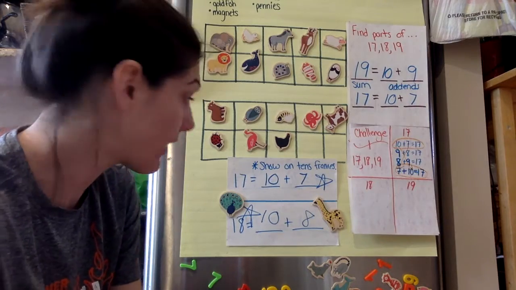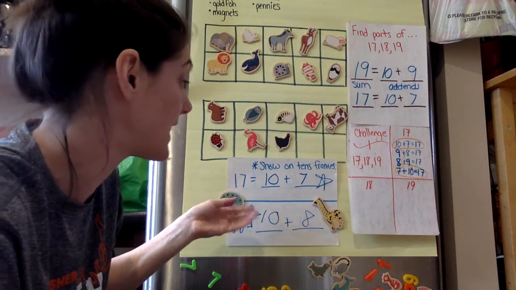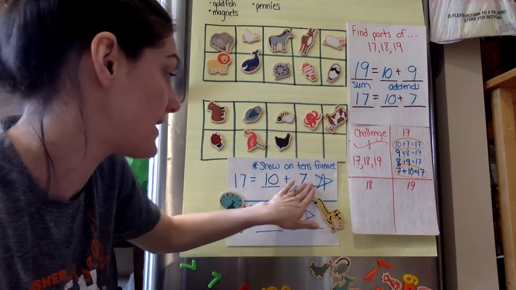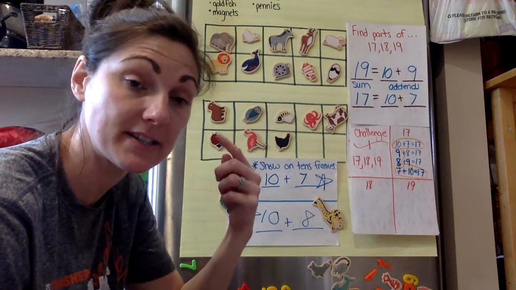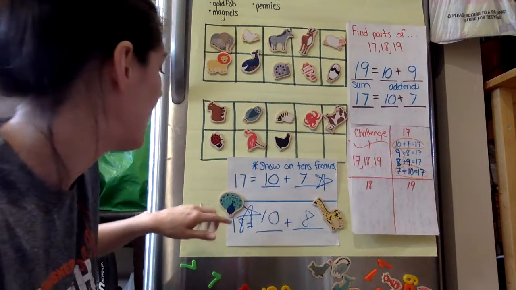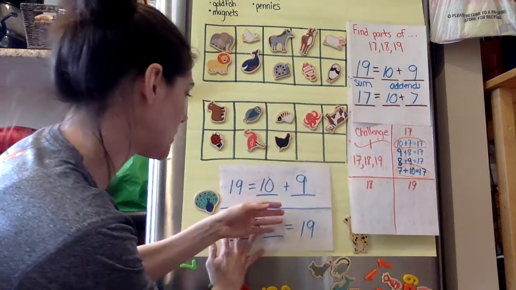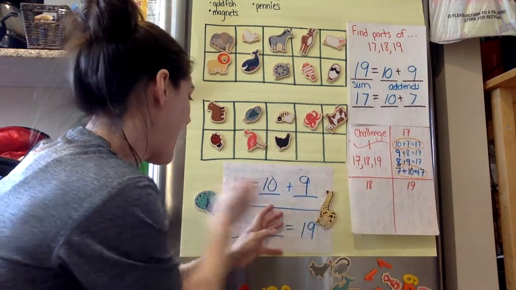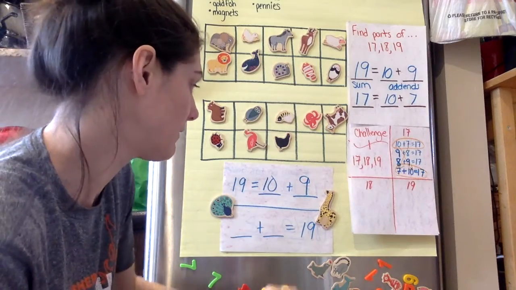So Kasaira did the activity that I sent, and her add-ins were 10 plus 7 to equal 17. Remember, we're working on making 10 because it makes it easier to add mentally. For 18, she did 10 plus 8, which is also correct. And then on the back, 19 equals 10 plus 9, right?